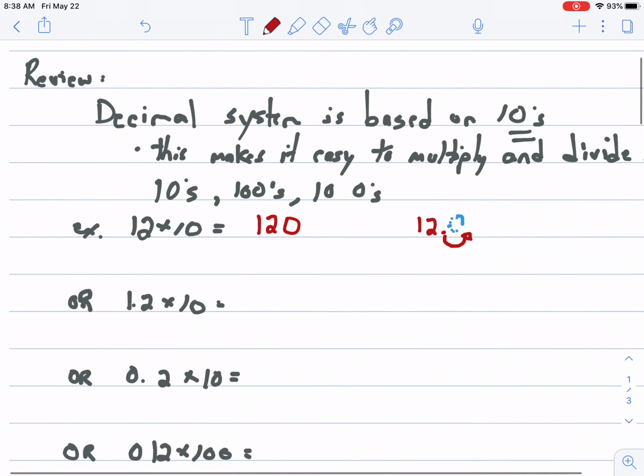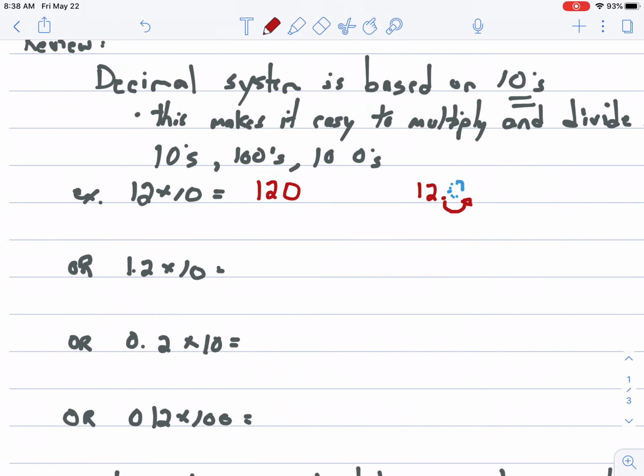So this way, when you get into 1.2 times 10, again, we're simply moving my decimal place, and as a result, I will end up with the number 12. 0.2 times 10, same logic. I'm moving that decimal place one place. So this one, I moved it one place to the right. This one, I moved it one place to the right, and I got the number 2. So this works again and again and again.